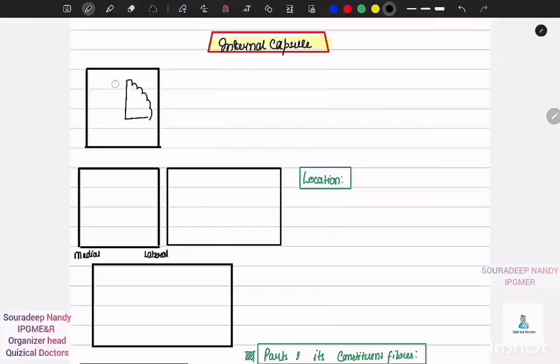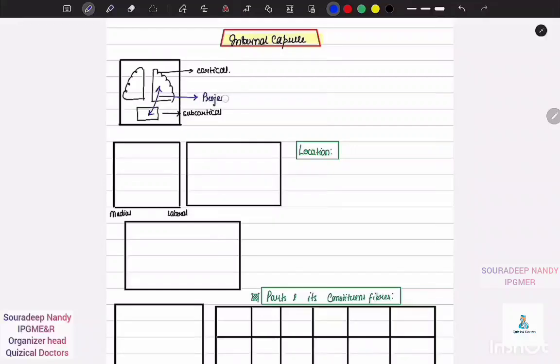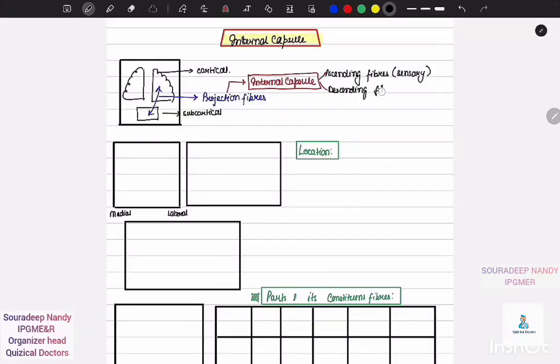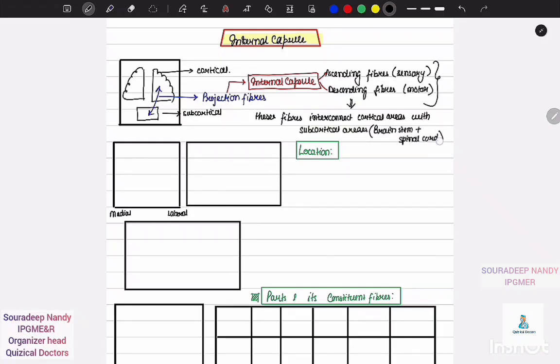So first of all, the internal capsule is a projection fiber, which is a subtype of white fibers. Projection fibers connect the cortical areas with the subcortical levels. It has two parts: the ascending fibers and the descending fibers. The ascending fibers are the sensory fibers, whereas the descending fibers are the motor fibers. So these fibers interconnect cortical areas with subcortical areas, that is, the brainstem and spinal cord.